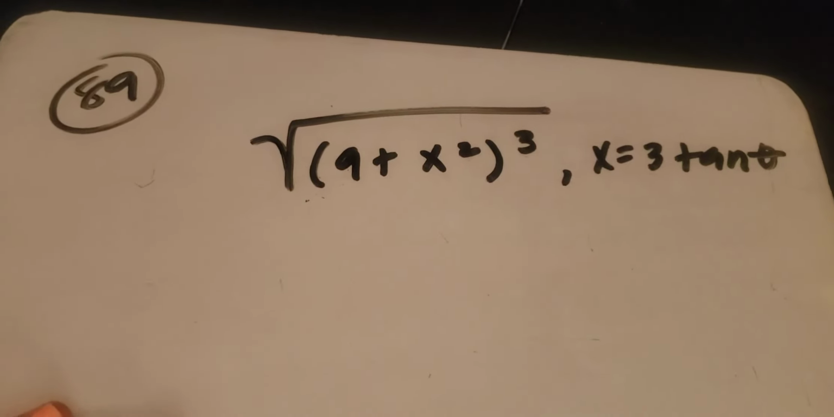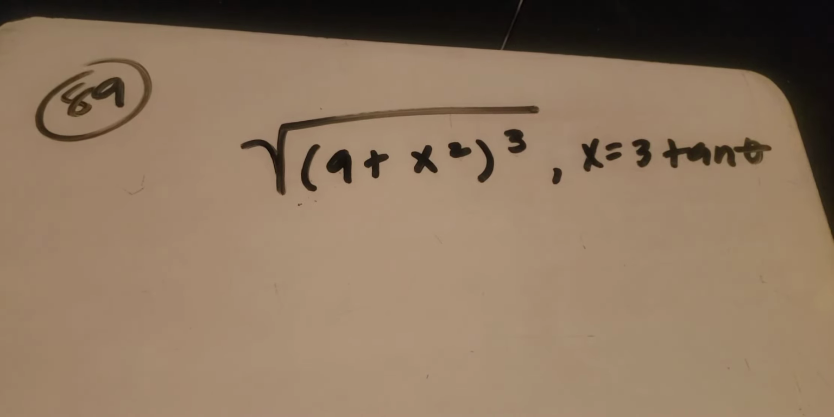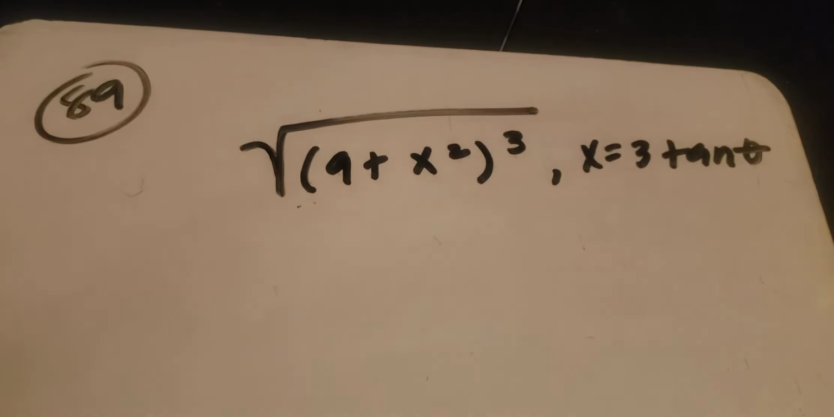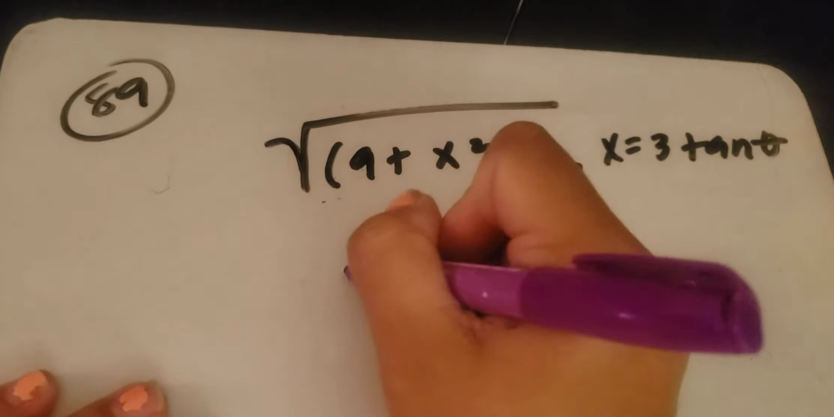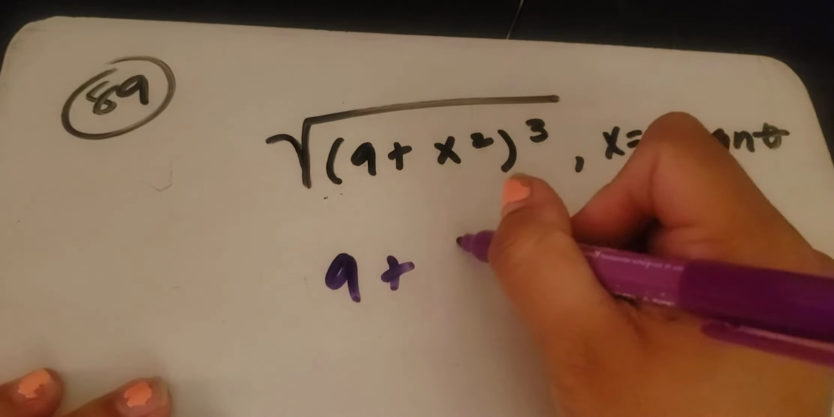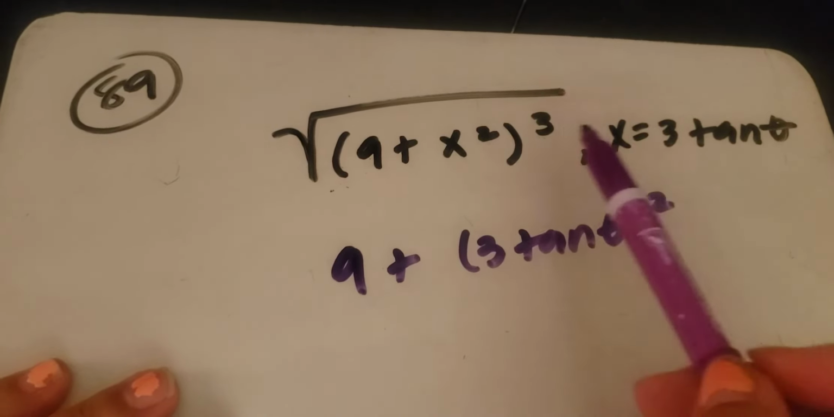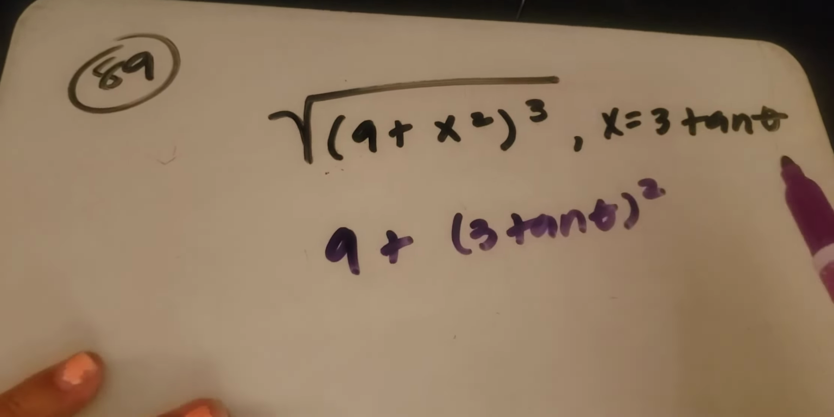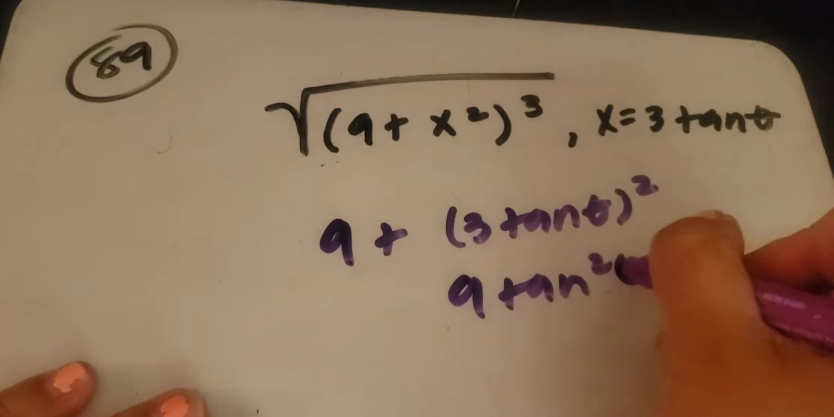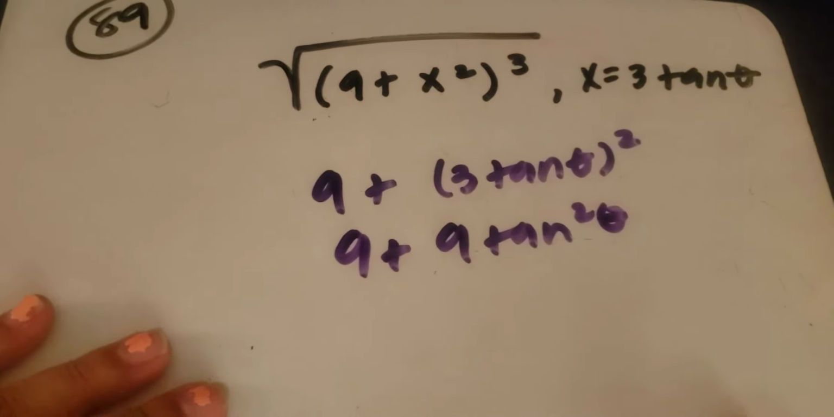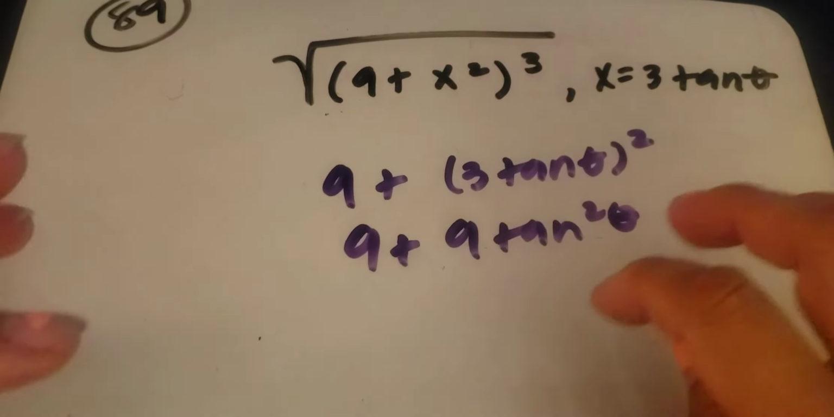The last example that I'm going to do with you is a homework problem on page 355, number 89. Again, the directions are the same. We're going to be substituting x with 3 tangent of theta. If I do that, I get 9 plus 3 tangent of theta, and I have to square that. I'm going to ignore the cube right now. If I square this, I will end up with 9 tangent squared theta plus 9.